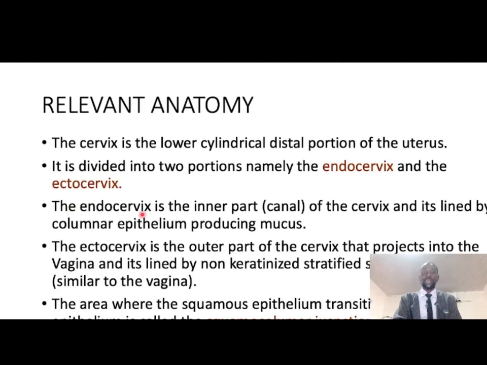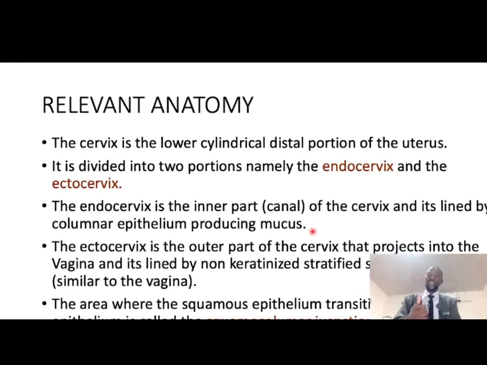The endocervix is the inner canal of the cervix. The cervix has the internal and the external os. The external os is the opening into the vagina, and the canal that leads to the uterus is what you call the endocervix. This canal is lined by columnar epithelium that produces mucus.